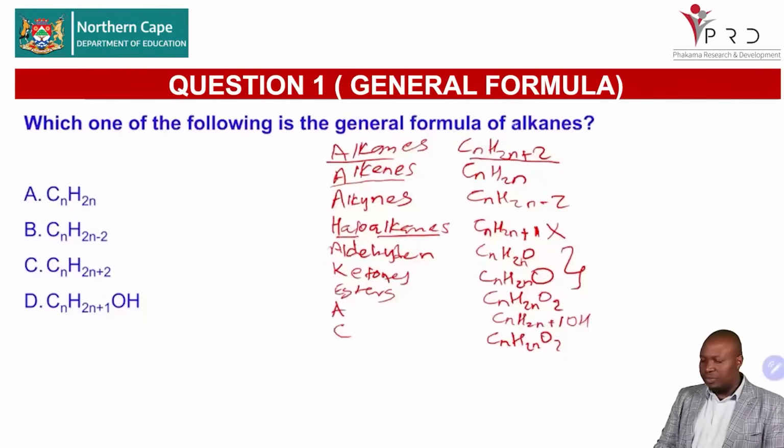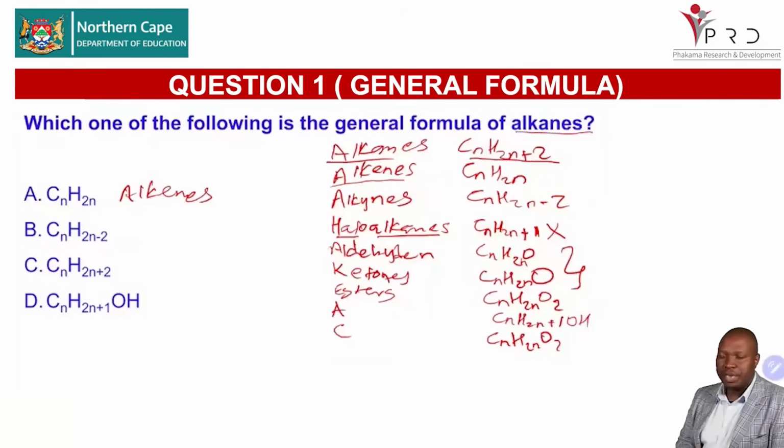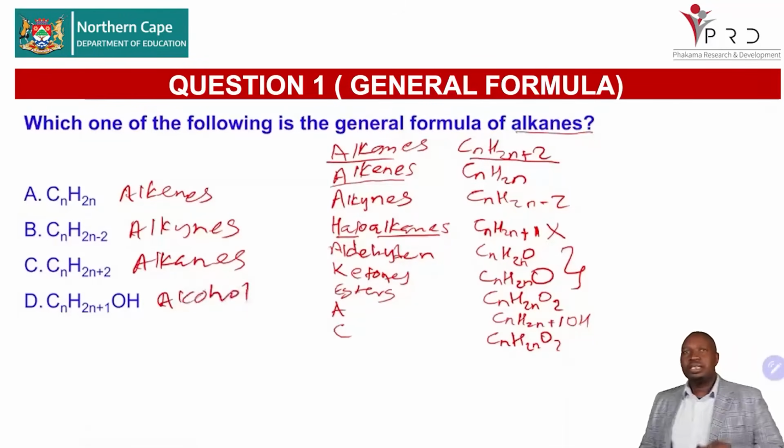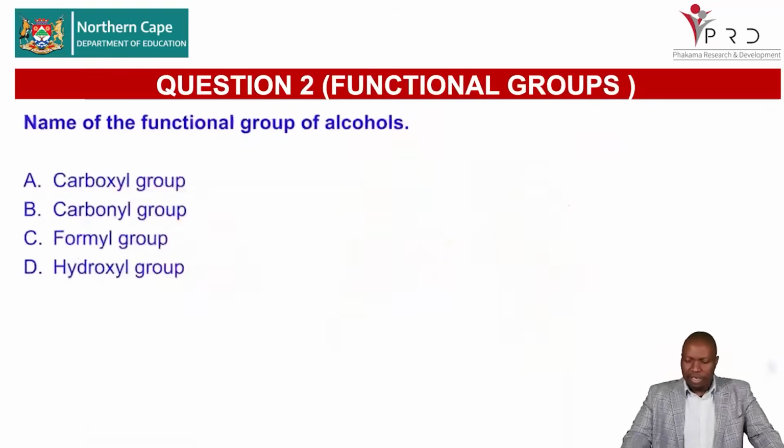And then the question was for alkanes, and we know that for alkanes, it must be CnH2n plus 2. So CnH2n, we said is alkenes, because we have removed 2 hydrogens from the alkanes. CnH2n minus 2, we said is alkynes. And then CnH2n plus 2 definitely is an alkane, which is saturated. And then CnH2n plus 1 OH, so you can see there you have your alcohol. So you are able to know all the general formulas. I've emphasized that as I move. I hope you have that, and you will definitely go to the exam with all the general formulas.